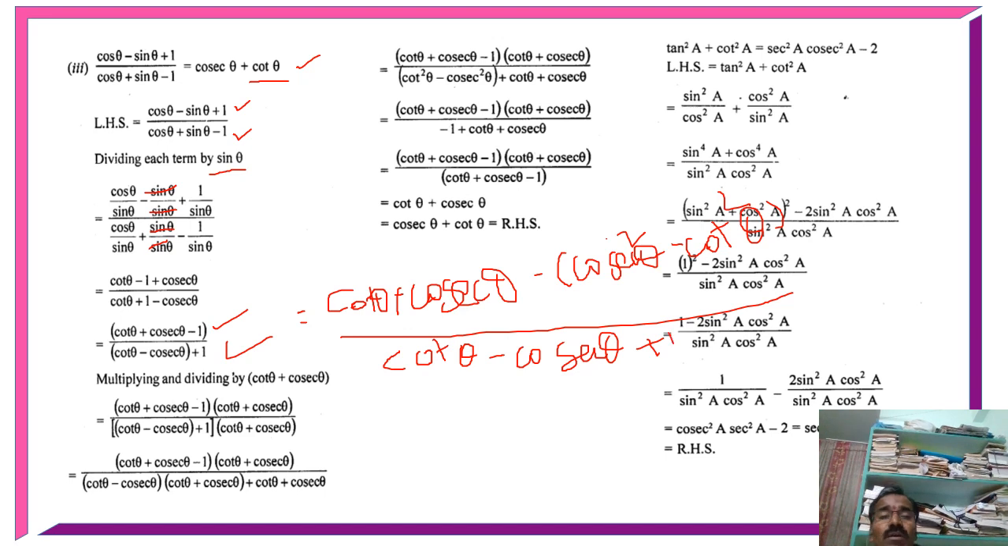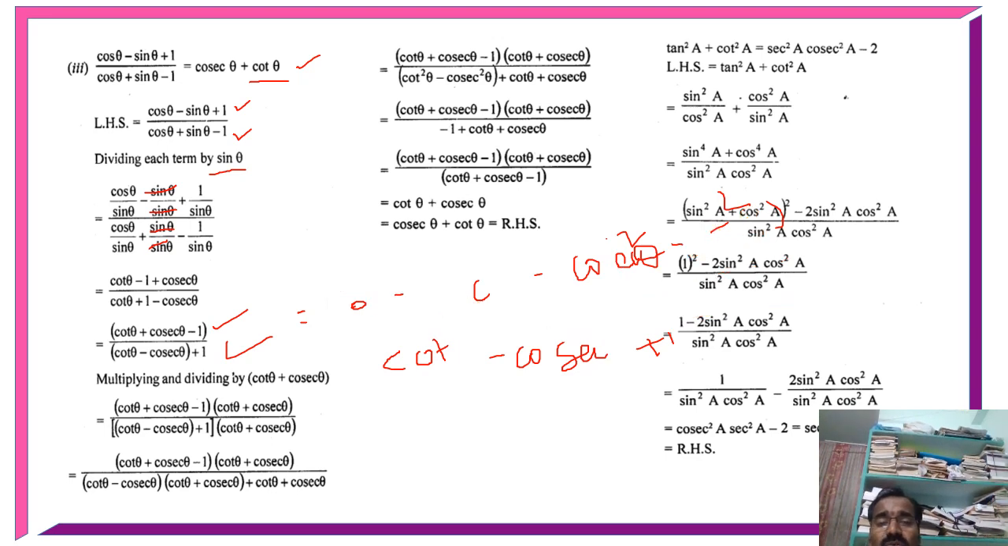Here, in the numerator, cosecant squared theta minus cot squared theta is of the form a square minus b square. We can write it as cosecant theta plus cot theta into cosecant theta minus cot theta. The cosecant theta plus cot theta in the numerator and denominator will factorize and cancel. Then we get the required value.